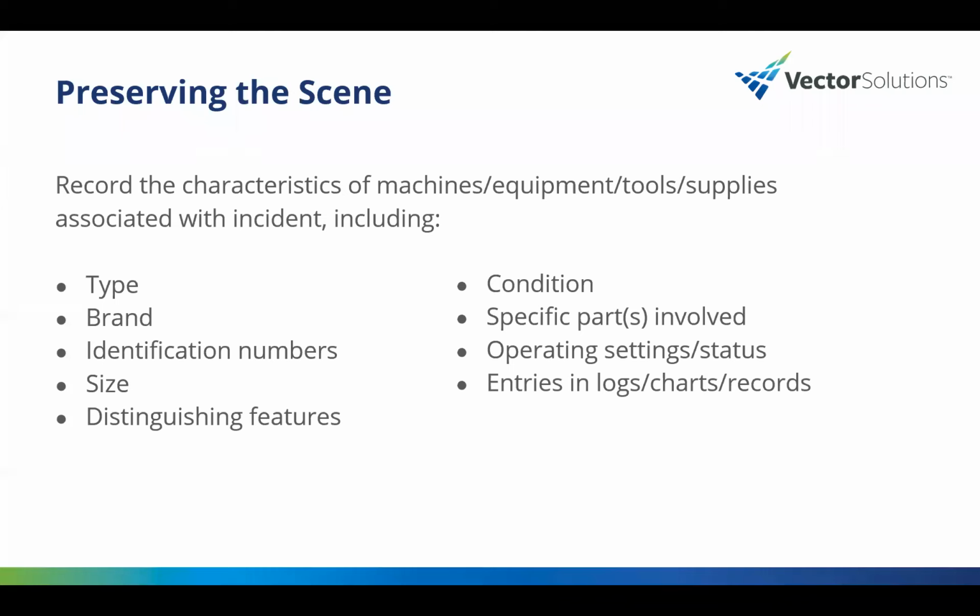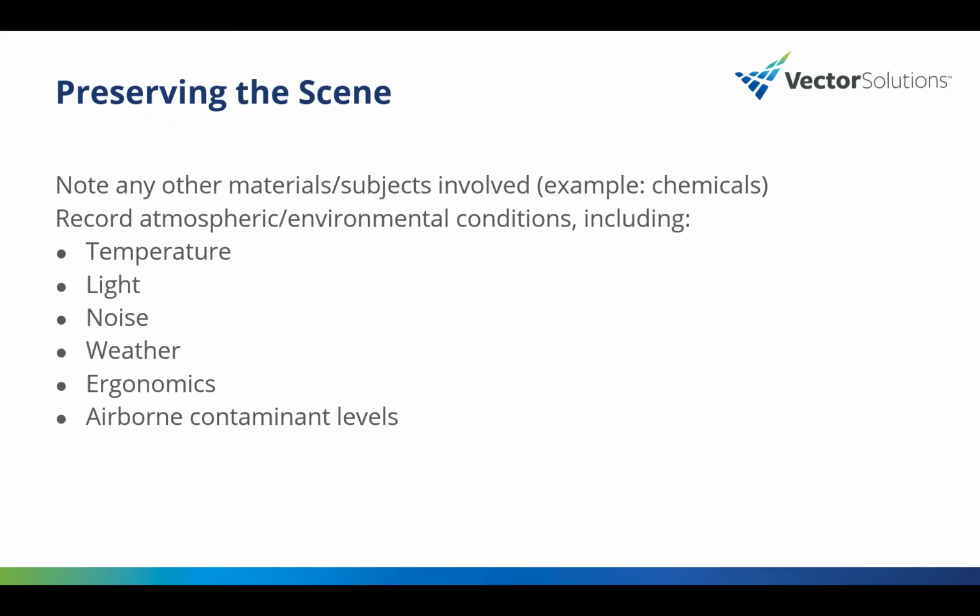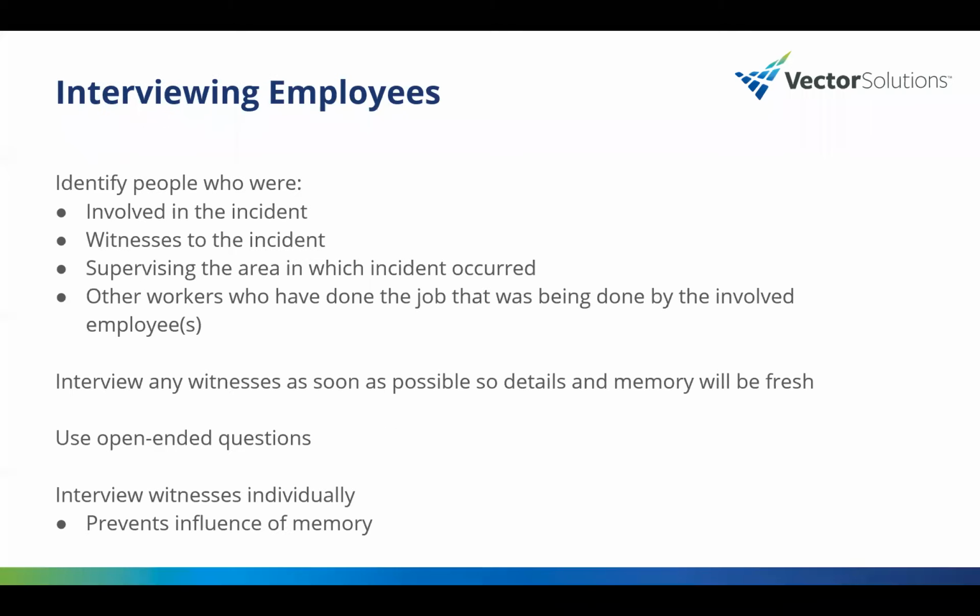So those are all information to preserve and record during the scene. Some other information about the incident that you want to include is any environmental conditions, you know, the temperature, the light, the noise, the weather. If it is an environmental incident, you really need to keep track of what type of chemicals, the response, the PPE, and the level of spill.